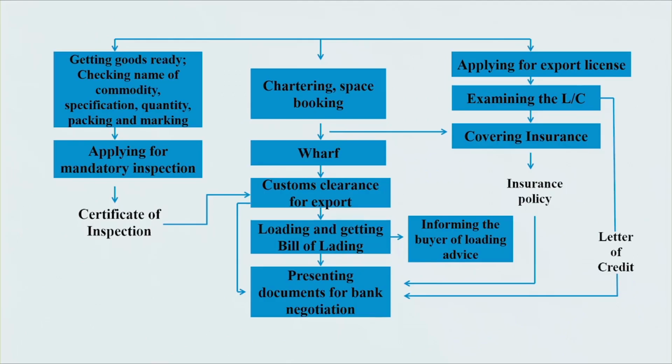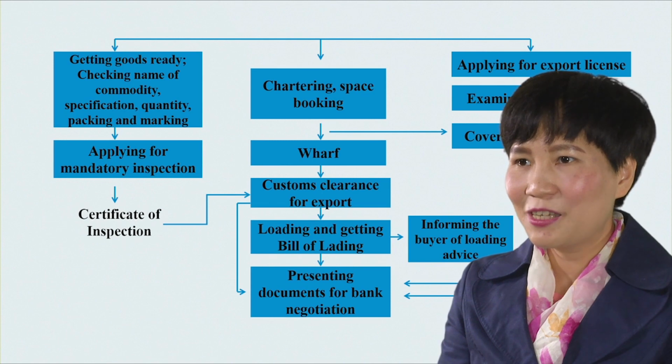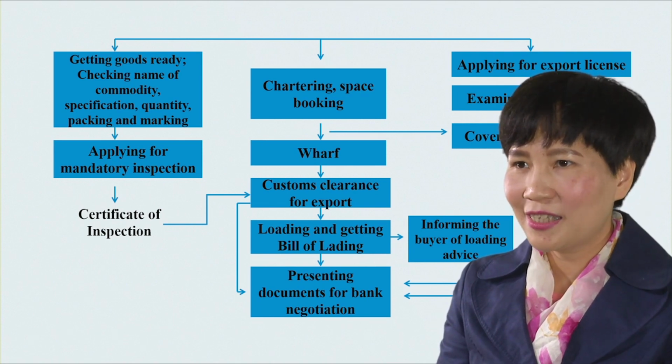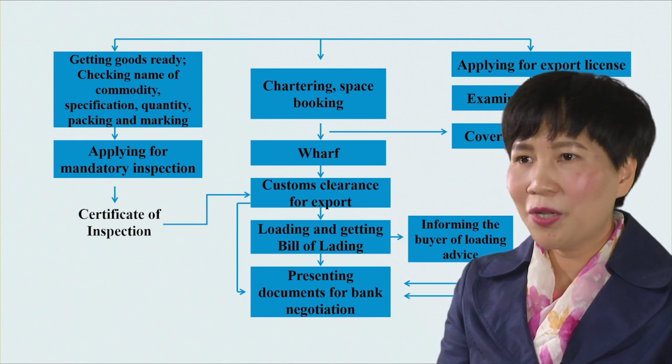Last, present documents for bank negotiation. Having finished the shipping of the goods, the exporter is to prepare and present all the necessary documents specified in the LC or the contract for the negotiation of payment. The documents generally include commercial invoice, packing list, bill of lading, insurance policy, inspection certificates, etc. In some cases, a certificate of origin and a consular invoice may be required.